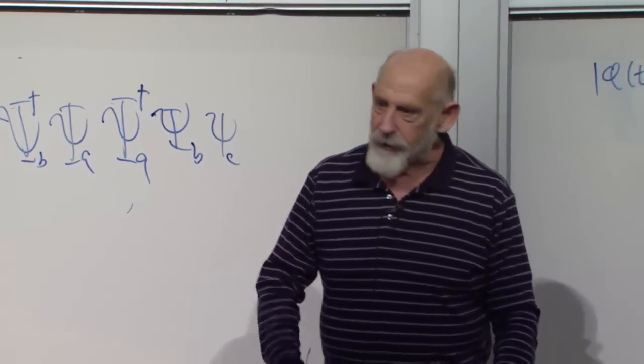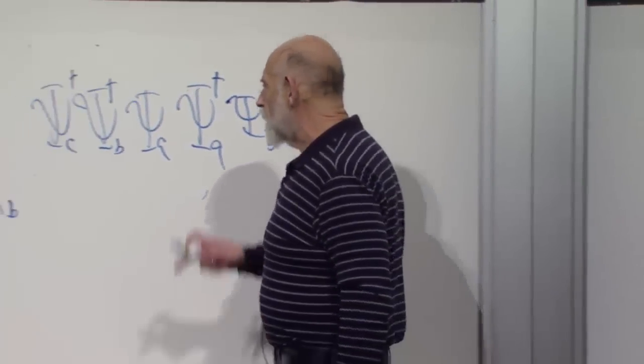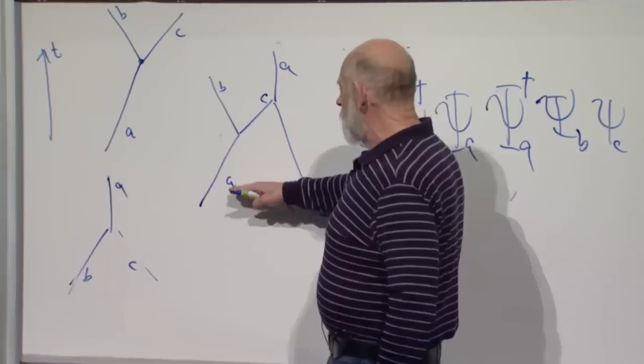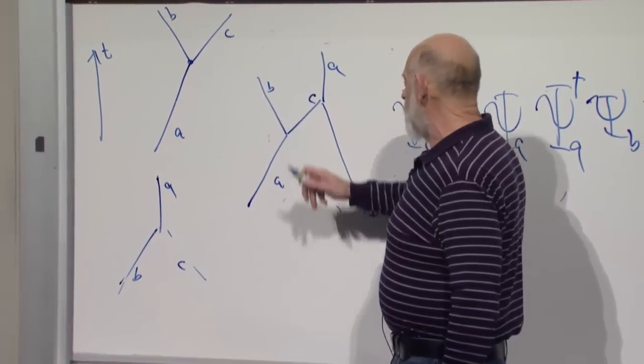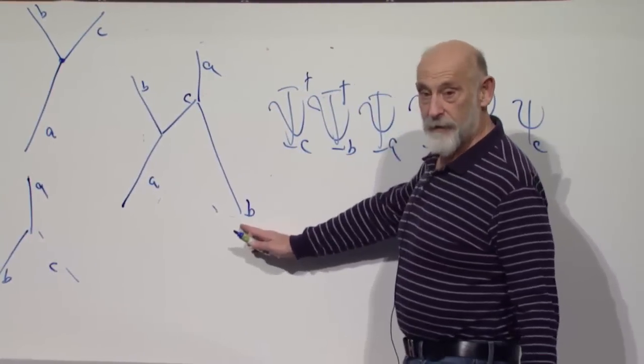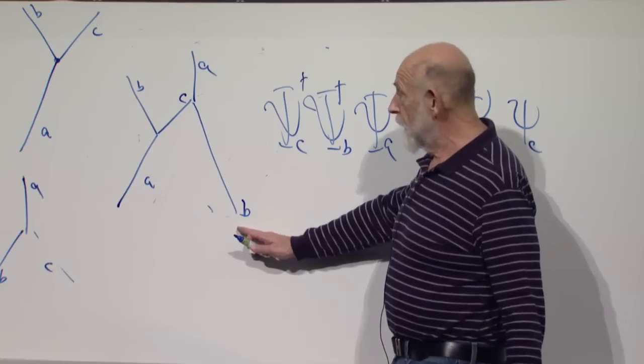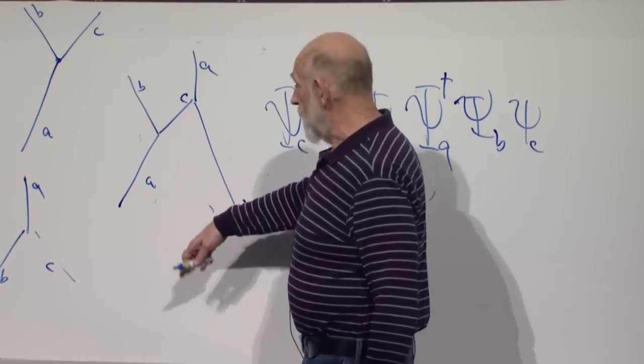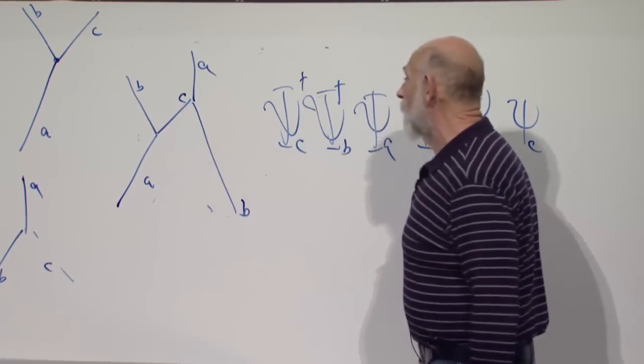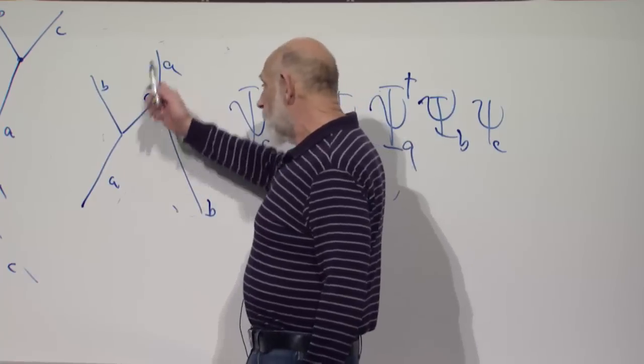So in following the evolution of the system, when the Hamiltonian acts twice, the first time it can take an A and a B to a C, leaving this B over here alone. This is a different B. Leaving it alone, not doing anything. And then the second power of the Hamiltonian can take C and B and convert it back to A.